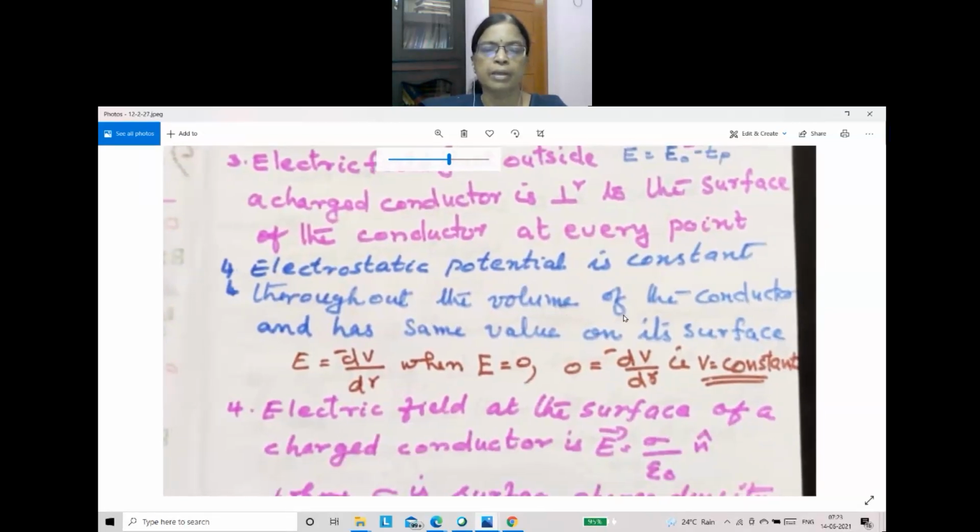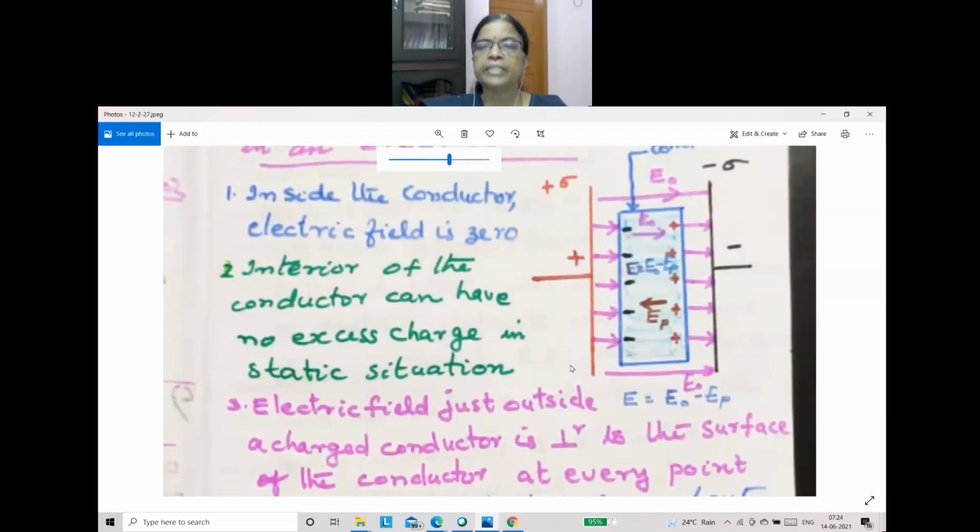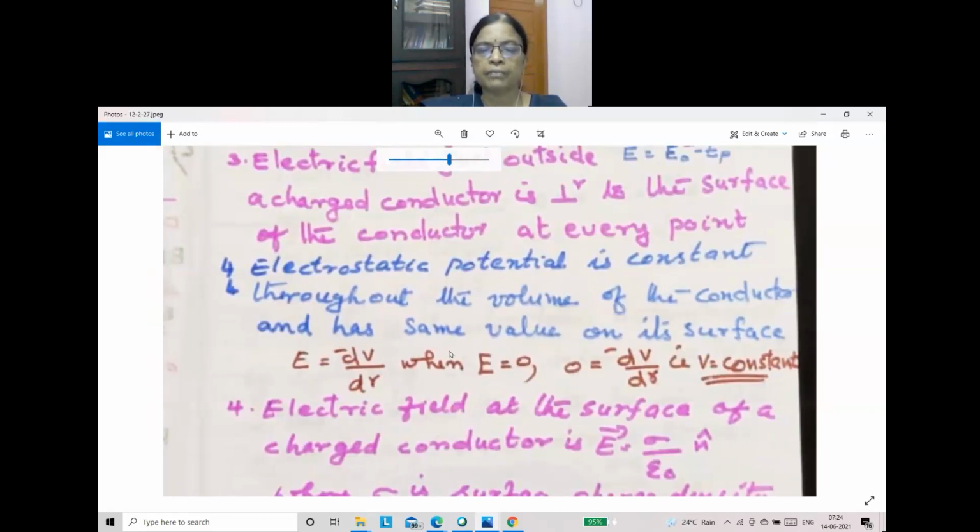Electrostatic potential is constant throughout the volume of the conductor. Electrostatic potential is constant, another important property. Potential is constant throughout the volume of the conductor and has the same value on its surface. Potential is constant. Electric field is normal to the surface. Charges reside only on the surface of the conductor. Net electric field inside the conductor is zero. In static situation, there is no excess charge. All are very, very important properties.